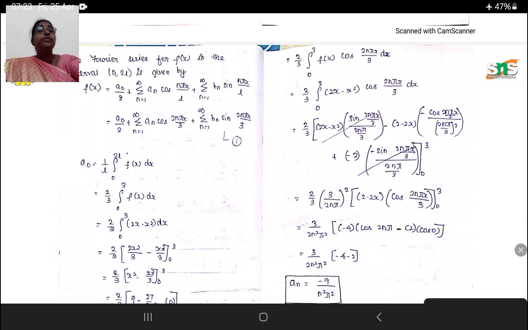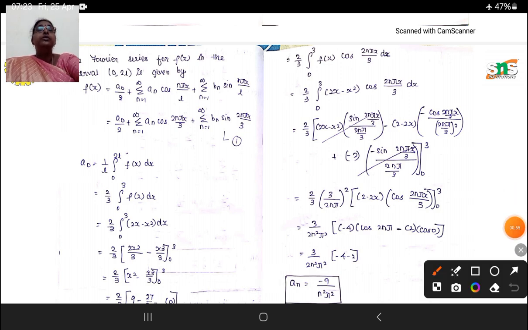The Fourier series formula is f of x equal to a naught by 2 plus summation n equal to 1 to infinity a n cos n pi x divided by l plus summation n equal to 1 to infinity b n sin n pi x divided by l. Then we replace the l value, that is 3 by 2. Written as a reciprocal term it becomes 2 by 3, so here also it becomes 2 by 3. So we got the general formula.